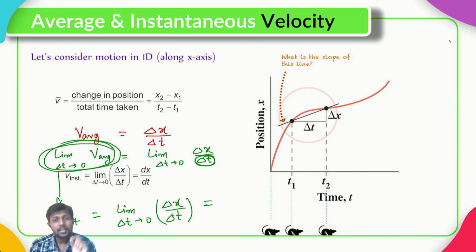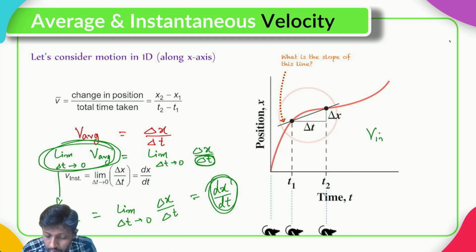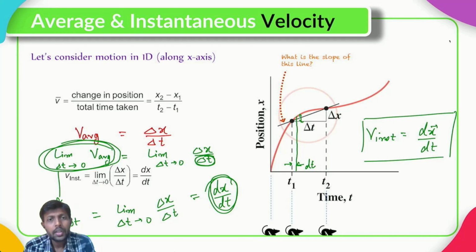How do we represent it? In calculus, you would see from the first principle of derivatives that limit delta t tending to 0 of delta x upon delta t is dx by dt. So what did we learn then? V instantaneous is given by dx by dt. So if the time interval is dt, this thing is dx. This is how you find instantaneous velocity.